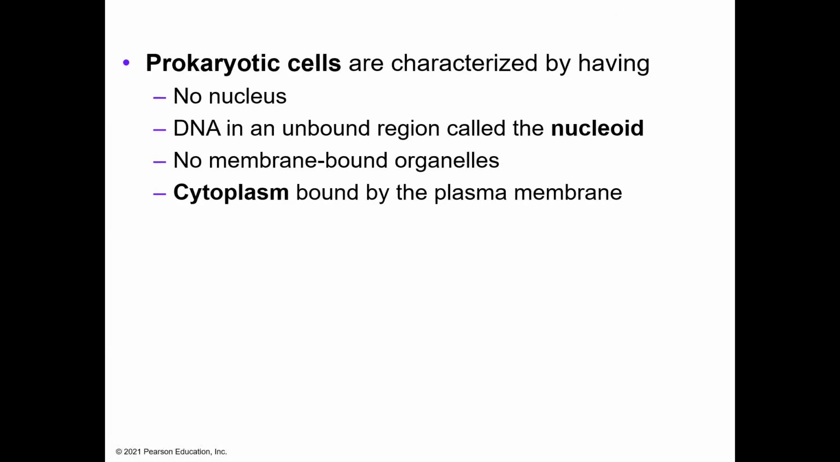Prokaryotic cells are characterized by having no nucleus. They have DNA in a region called the nucleoid. Basically, the DNA is clumped and it's usually generally isolated into a certain region. It's not surrounded by a nuclear envelope, so it doesn't have an actual nucleus.